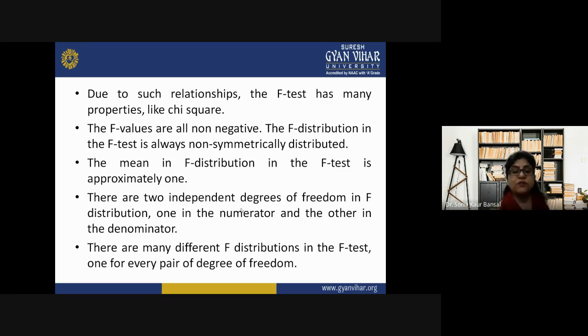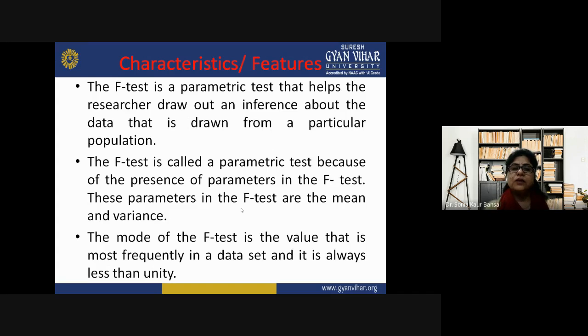So this is somewhat the uses of F-test we have discussed. Now students, let's have a look at the characteristics or features of F-test. Why it is so important, and why, when you are using statistical treatment, it becomes so necessary for a researcher when the researcher is studying two or more groups.